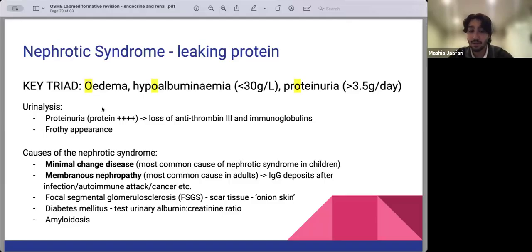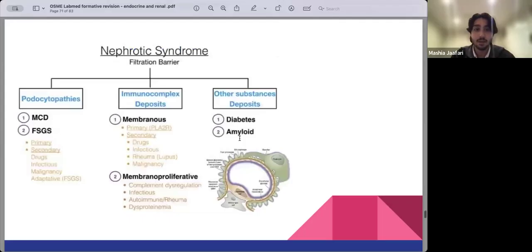The most common two to remember are minimal change disease, which is the most common in children, and usually there's no change on light microscopy, and membranous nephropathy, which is the most common in adults and can lead to the spike and dome appearance on light microscopy. The other types, I wouldn't say are too high yield. If you have the extra brain space, then go for it. But for the purpose of the formative, at least learn minimal change disease and membranous.